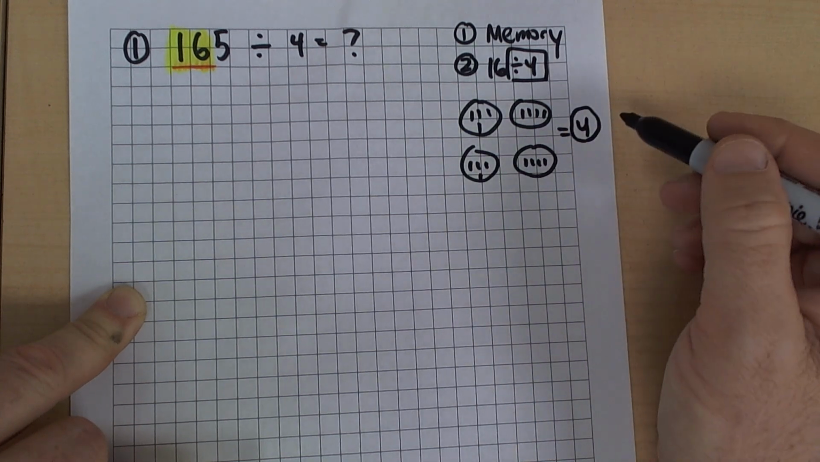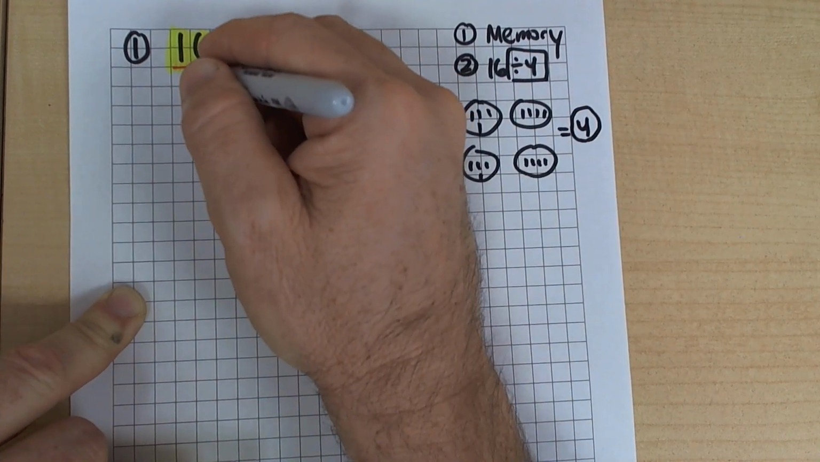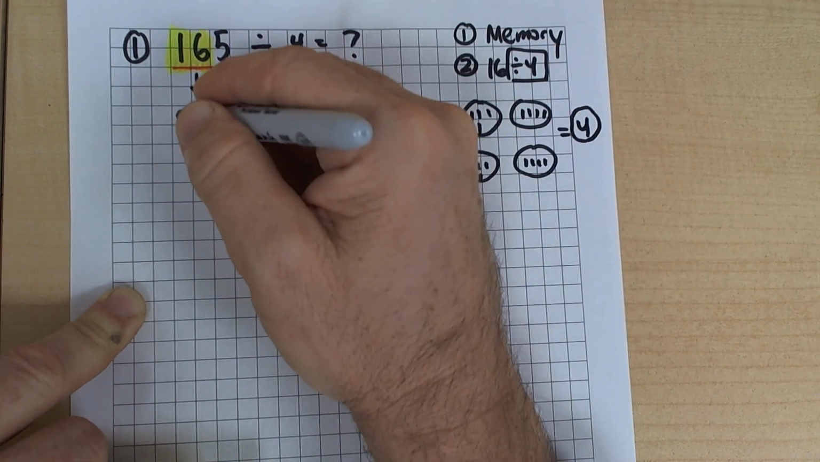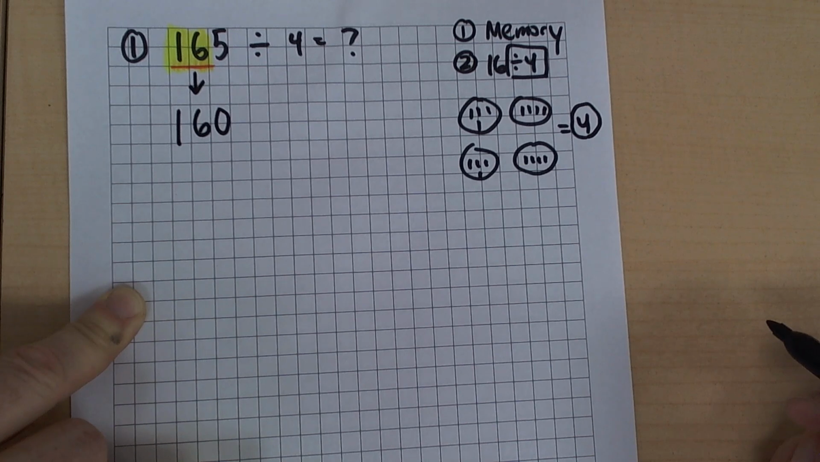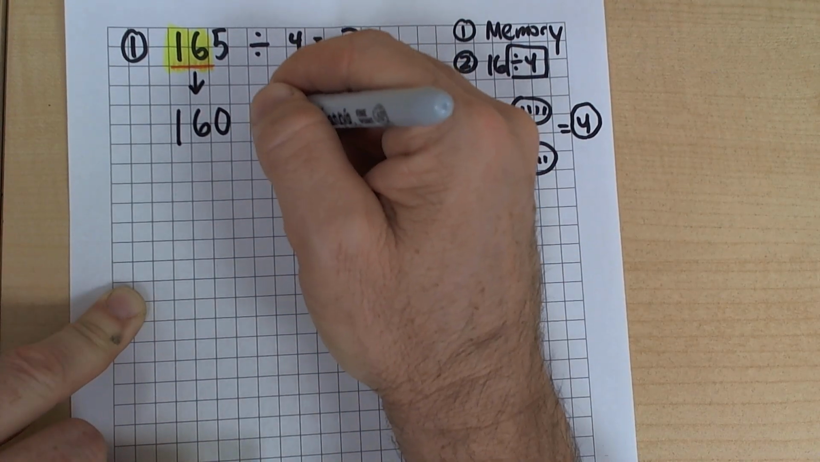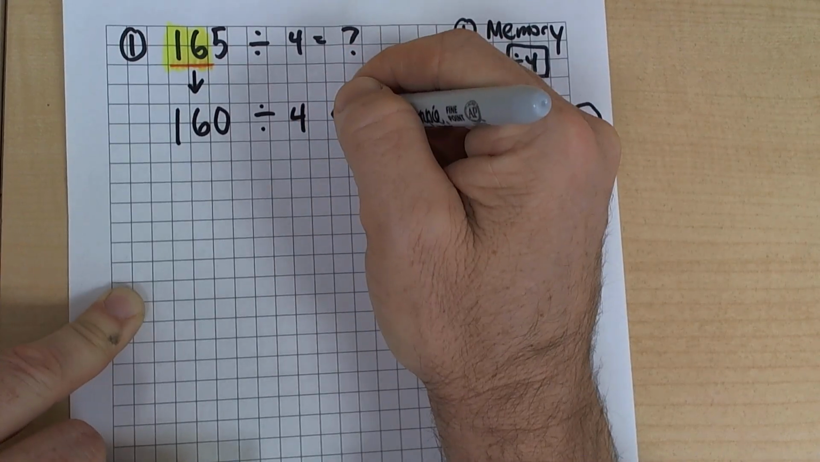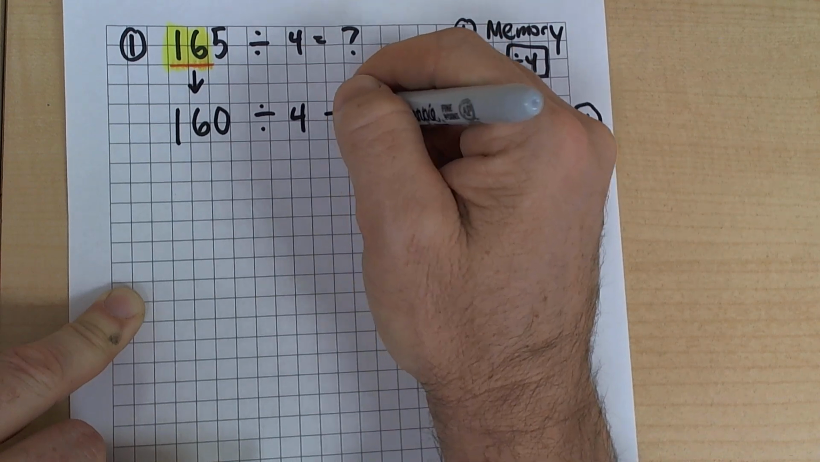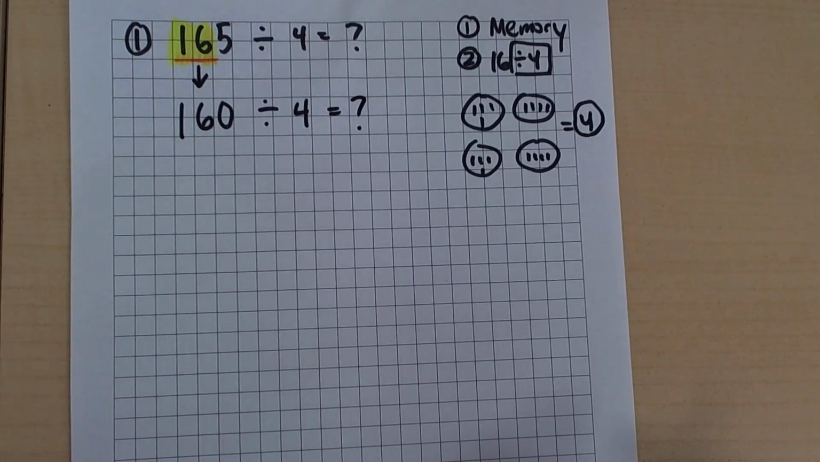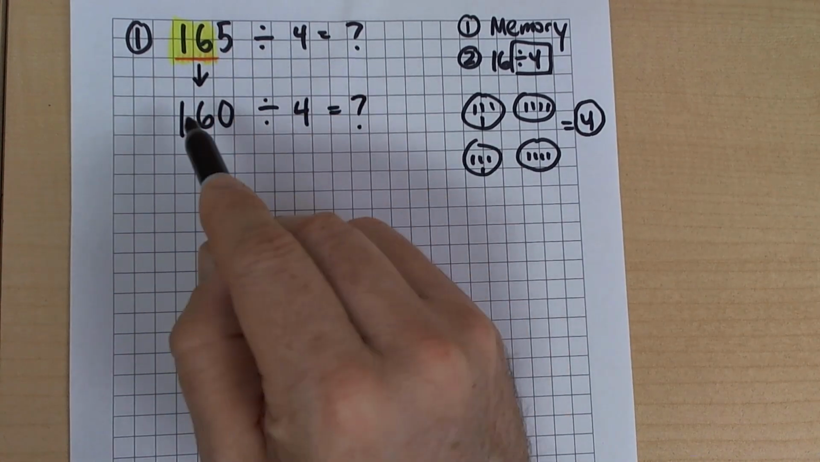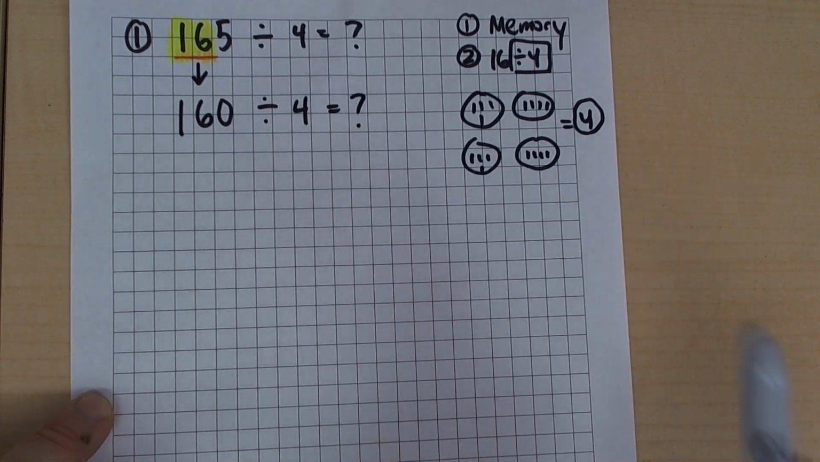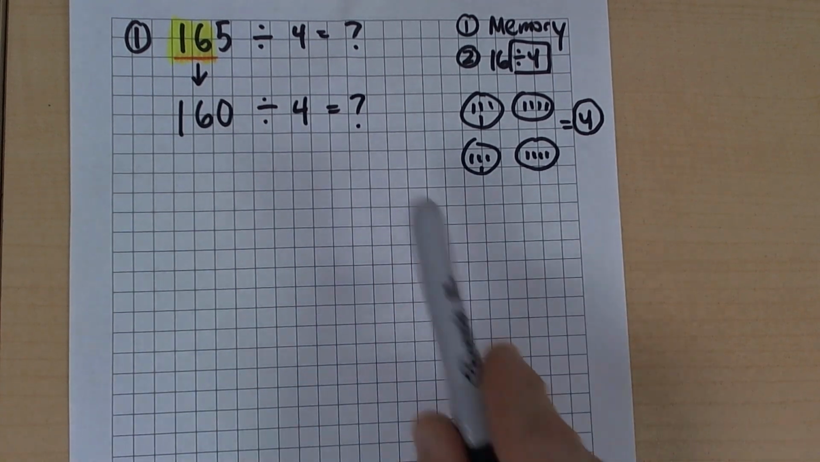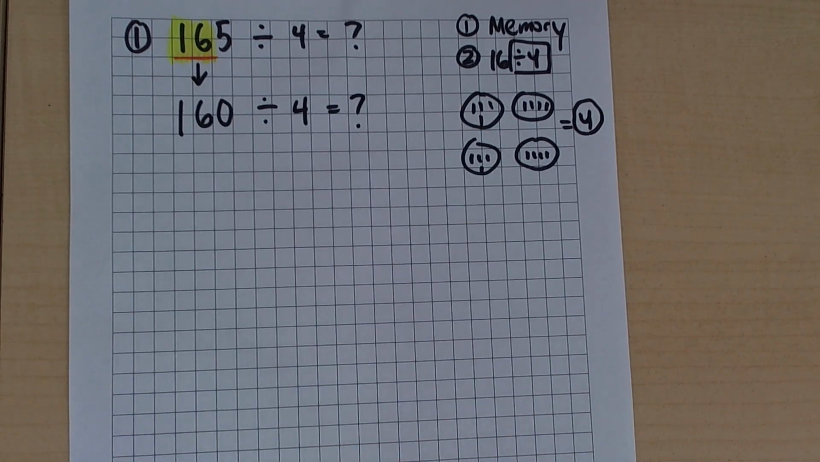So now that you know that it divides equally, you could round 165 and just change it to 160. All right? And you can rewrite the problem to say 160 divided by 4 equals blank. Okay? So I have my exact problem. Now I have my estimated problem. My estimated problem is way easier to divide than my exact problem.